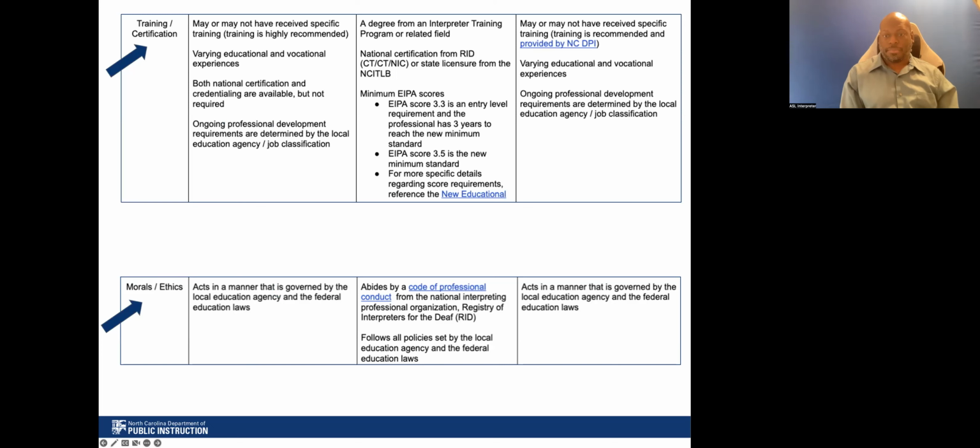The next row covers training and certifications. Training requirements vary for each of these positions. Educational interpreters have minimum score requirements for the Educational Interpreter Performance Assessment, or EIPA, which you will find linked in this document. National certification is available for educational interpreters and deafblind interveners. Spoken language facilitators are not required to have formal training prior to beginning their roles. However, training is offered by the North Carolina Department of Public Instruction. All three positions require ongoing professional development.